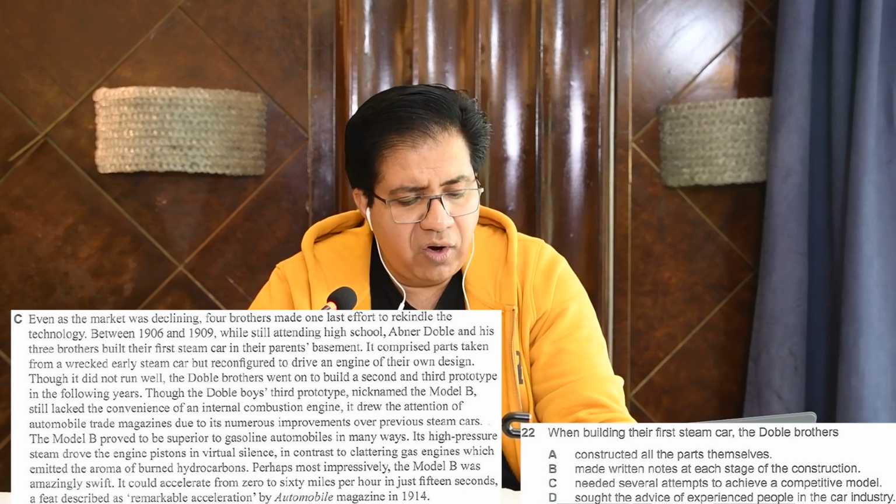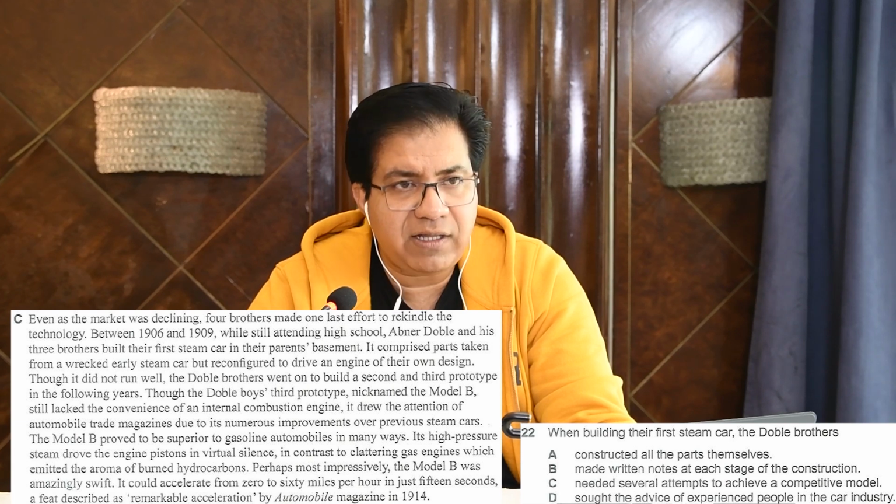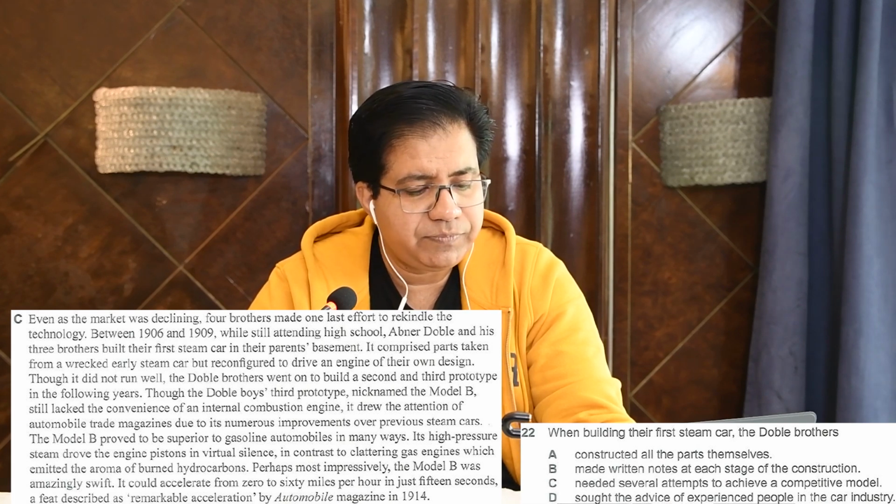Option D, sought the advice of experienced people in the car industry, not mentioned. Now we've got question number 23. In order to produce the Model C, the Doble brothers... Now what is it that the Doble brothers do to produce the Model C? Now look for Model C.